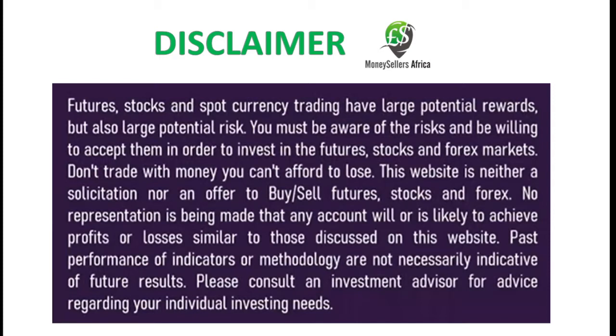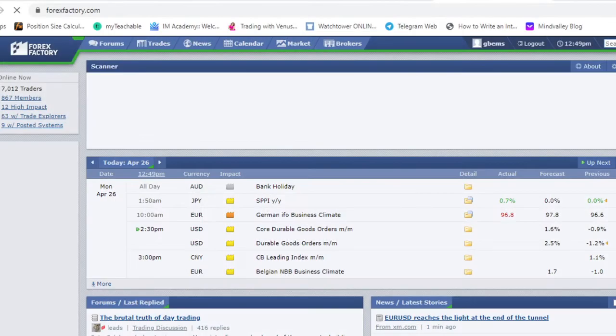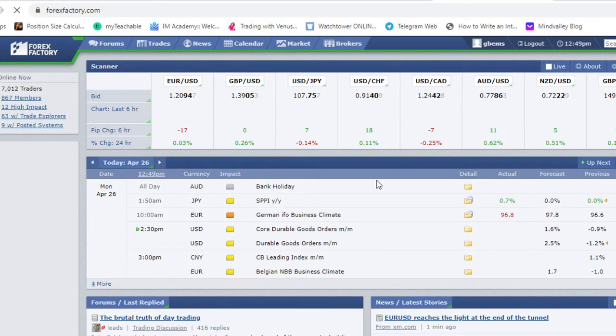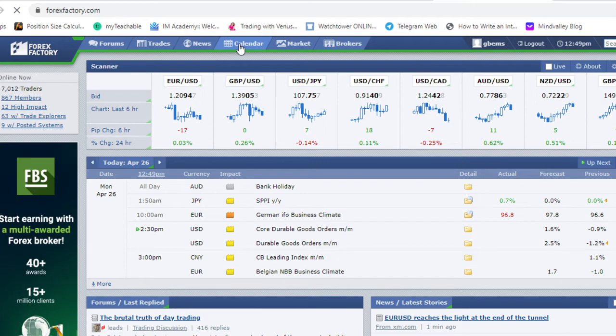But before we go into the main market, we will want to take a look at the Forex Factory and see what is happening there for the week. Okay, so let's take a look at what is happening this week.